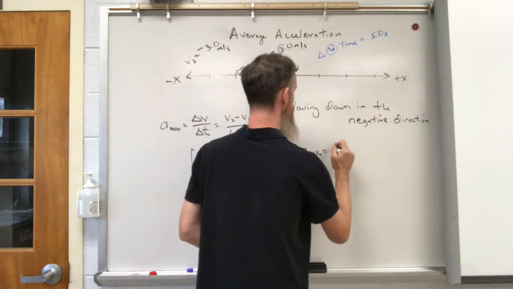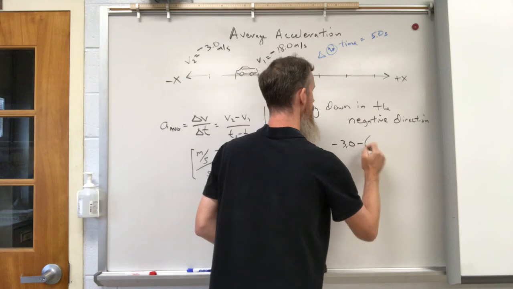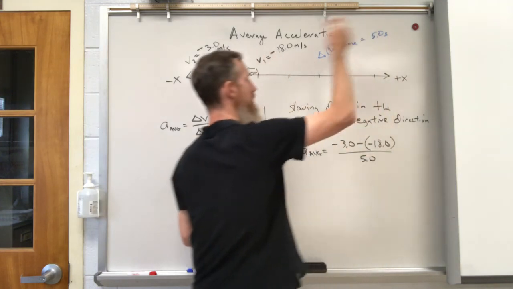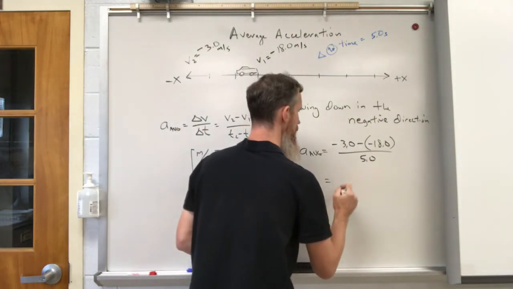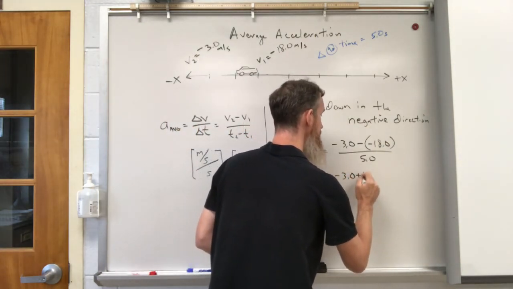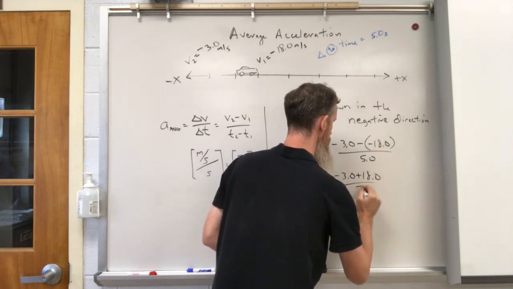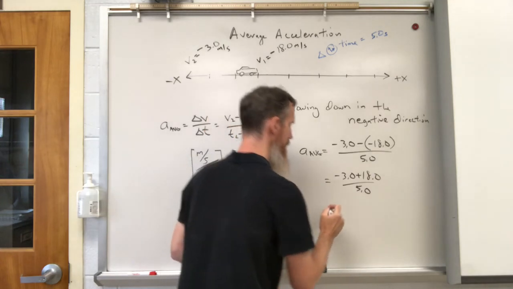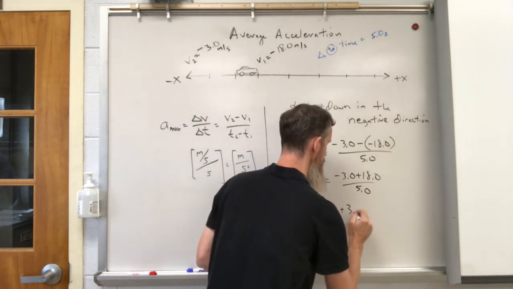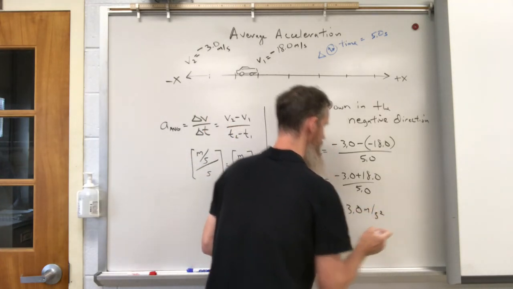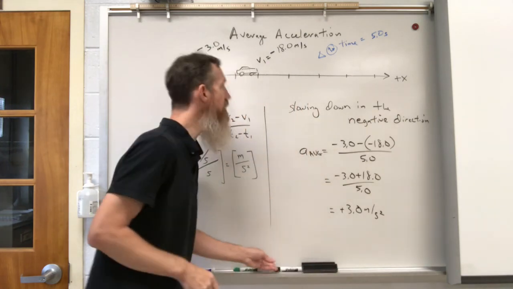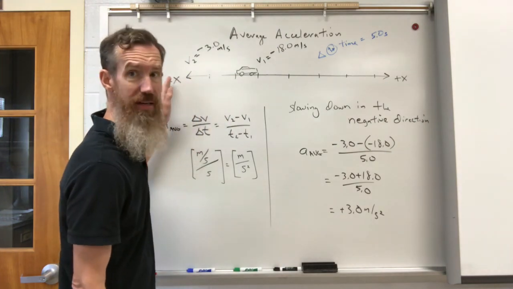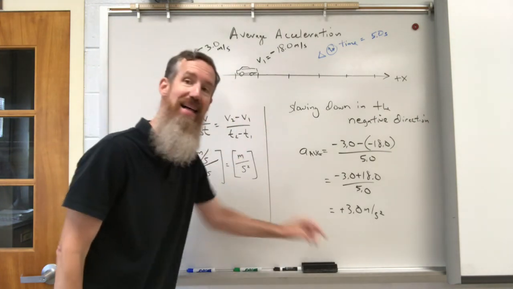And of course, final minus initial, so -3.0 minus a -18.0 over that 5-second interval, because I'm keeping that 5-second interval. And it's going to be -3.0 plus 18.0 over 5.0. That's going to end up being positive 15 over 5. So that's going to be a positive 3.0 meters per second squared. So even though you are slowing down in the backwards or negative direction, it's a positive acceleration.